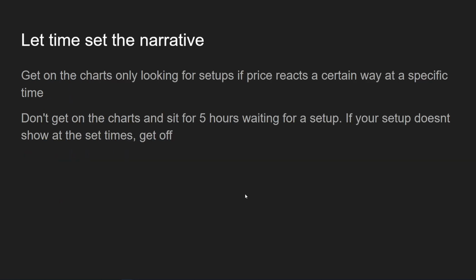Next is let time set the narrative. Get on the charts, only looking for setups if price reacts a certain way at a specific time, like I just said.